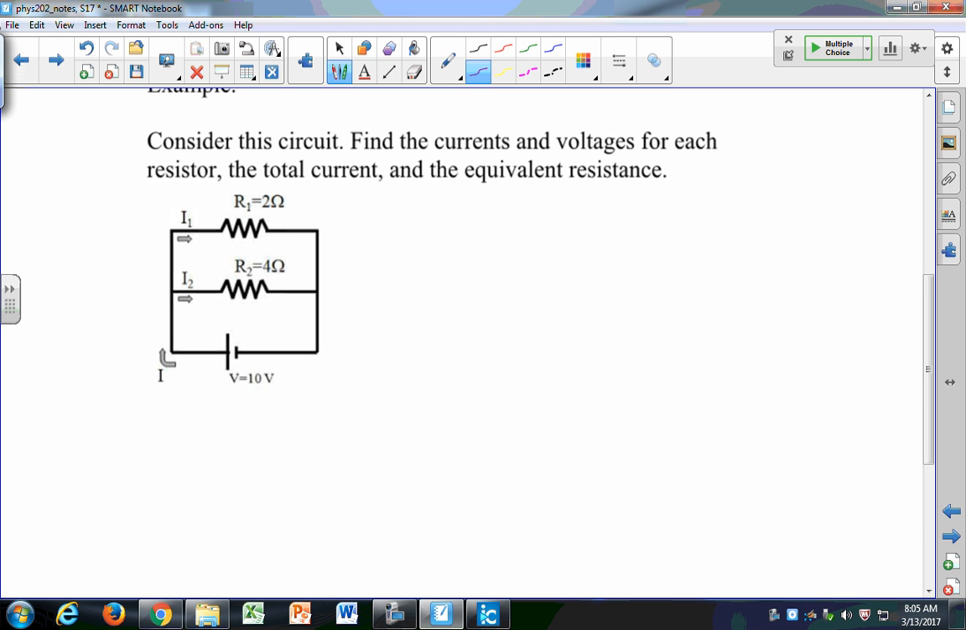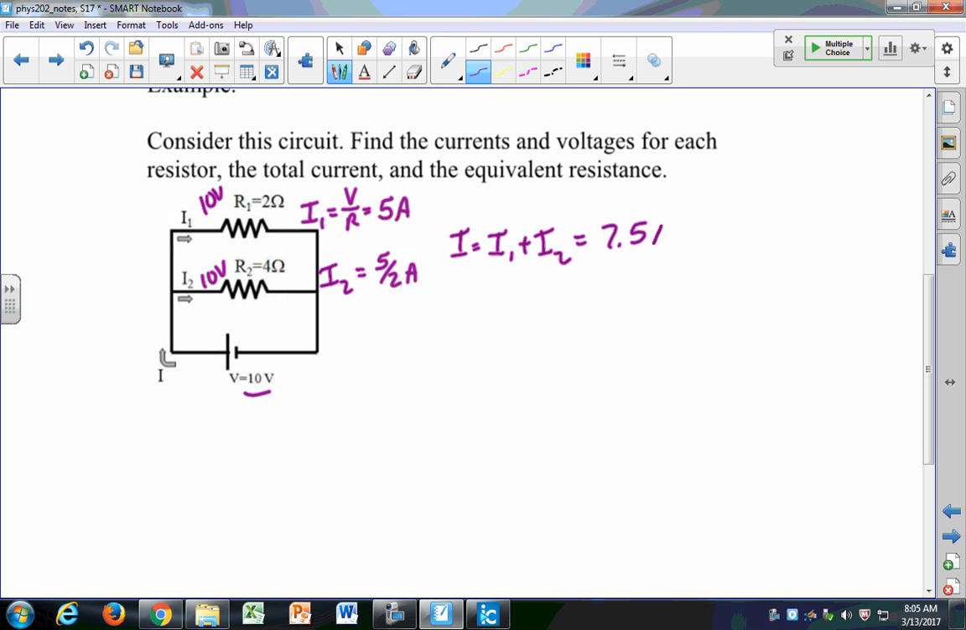Easiest way to do this, y'all, is say I have 10 volts here and 10 volts here. I have 10 volts because I have 10 volts here. And resistors in parallel have the same voltage. So I have 10 and 10. And therefore I1 is V over R. That's 10 over 2, or 5 amps. I2 is 10 over 4, which is 5 halves amps, or 2.5 amps. And then I is equal to I1 plus I2, which is equal to 7.5 amps.